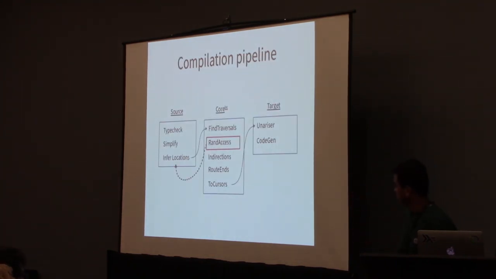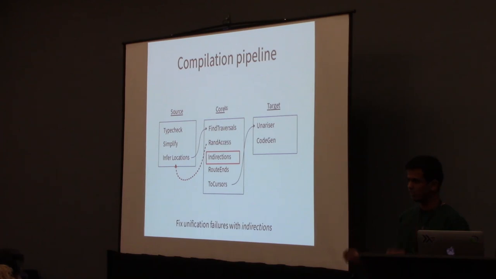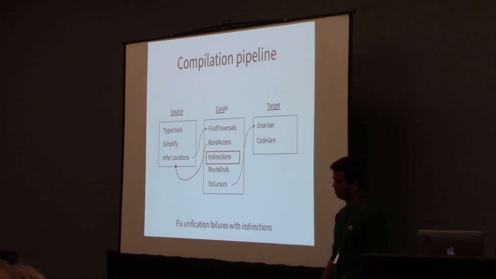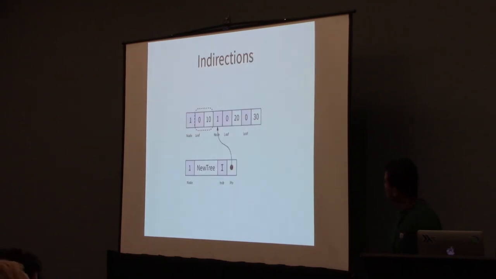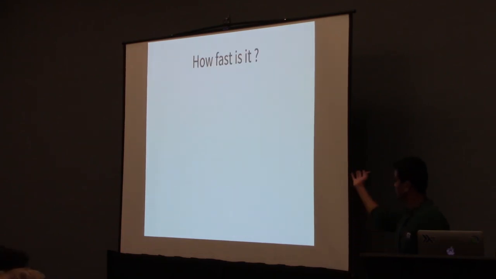Second thing is indirections. The unification algorithm treats unification failures with calls to copy functions. Updates, for example, would have calls to copy functions, which basically say copy some part of the data structure here. This is a simple thing which we replace, fixing those failures with indirections. So that was the basic idea.